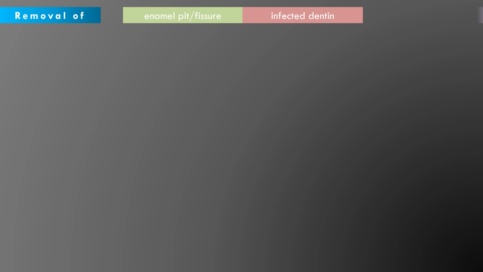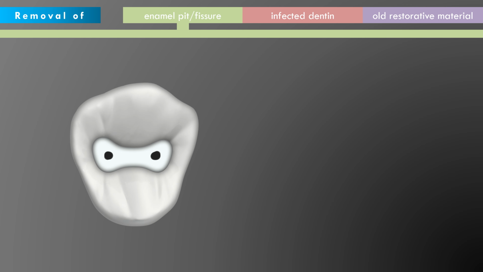So after finishing the initial stage of tooth preparation, we have to remove some things which are remaining. So there are three factors we have to take into consideration. One, there may be some enamel pits and fissures that may be remaining after finishing the initial tooth preparation, or there may be an infective dentin, or there may be an old restorative material. Let's see all these three one by one. First, let's see about enamel pits and fissures.